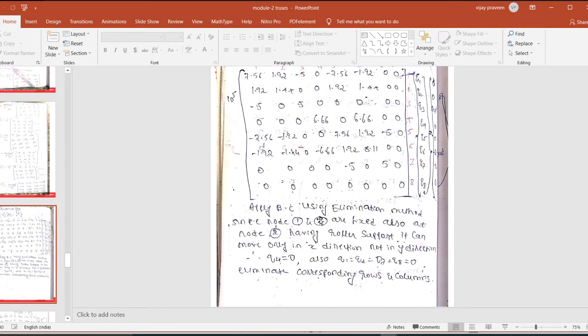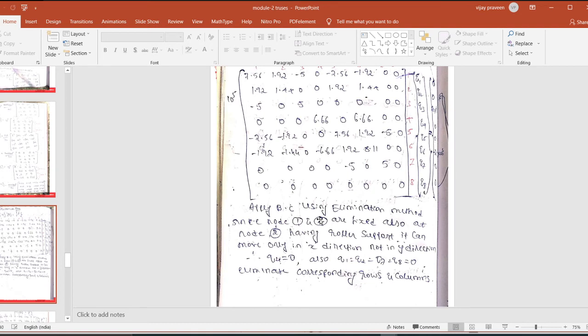Since node 1 and node 2 are fixed, therefore Q1, Q2, Q7, Q8 equal to 0. Q1 equal to Q2 equal to Q7 equal to Q8 equal to 0.